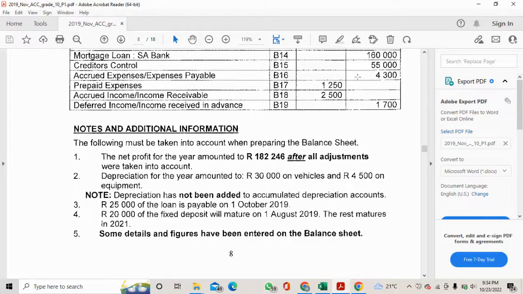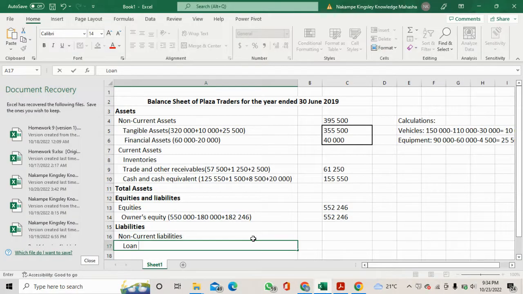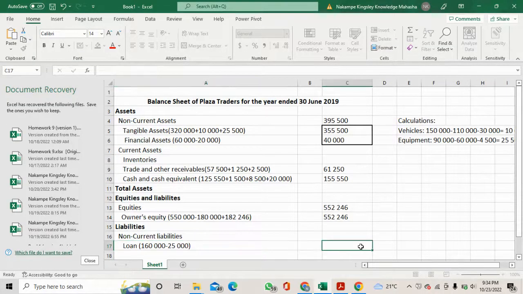And then they said we have a bank loan of 160,000. So we're going to subtract the 25,000 from the 160,000. 160,000 minus 25,000, and then lastly we get 135,000, which is our loan. Since I said we only have the loan in non-current liabilities, we're going to put 135,000 here.